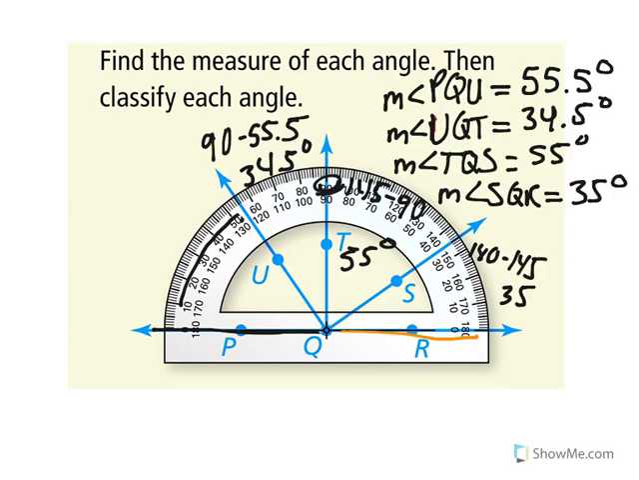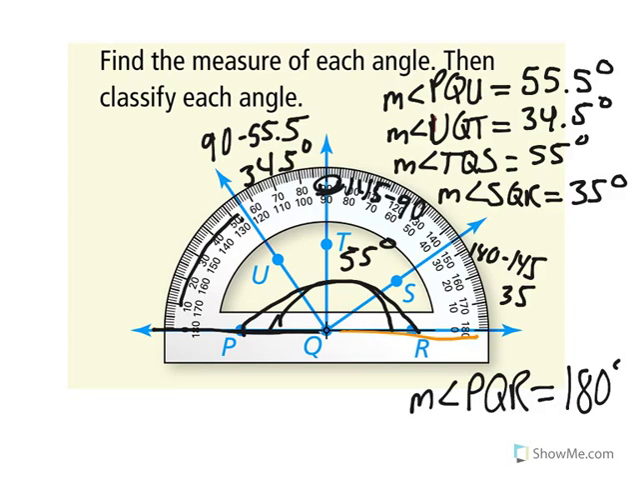Notice, if I were to add all these up, what angle would it give me? The total sum of all these would be the measure of angle PQR. Because if I start here at P and go all the way over to R, it's PQR, and that would equal 180 degrees. So if I add these up, you can double check, and they do add up to 180.